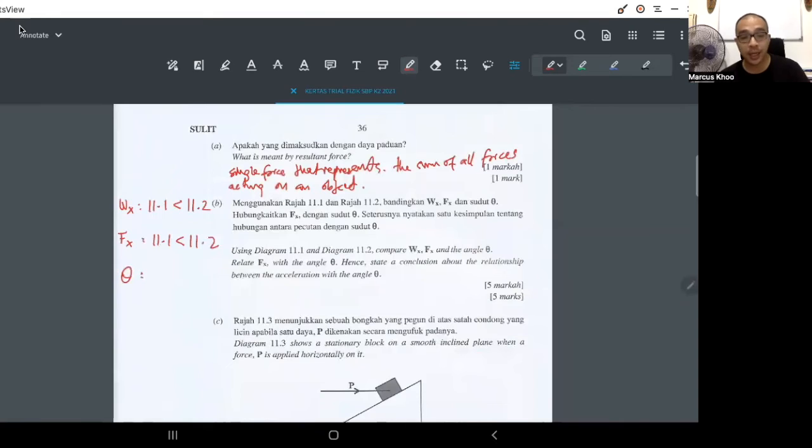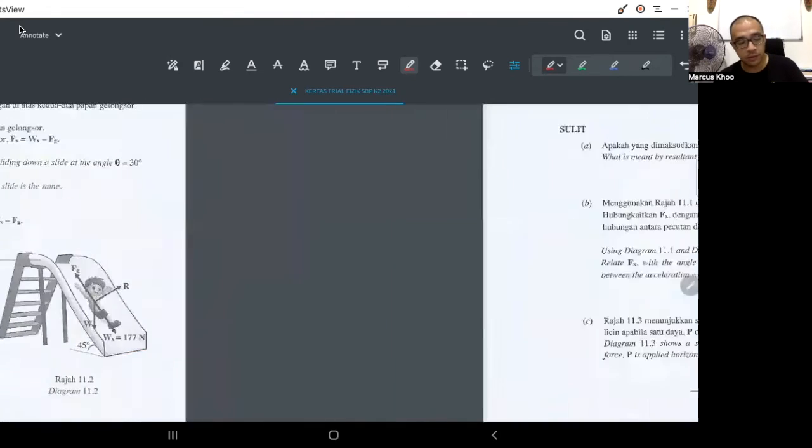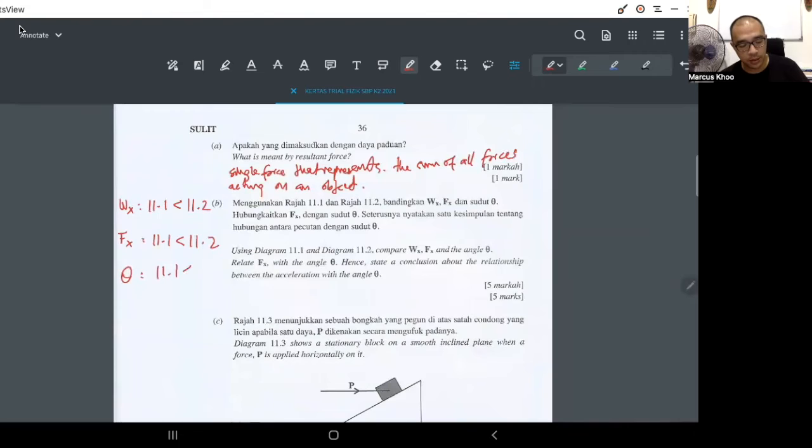Theta, the angle. Okay, comparing one is 30 and one is 45. So obviously 11.1 is also less than 11.2 lah. Okay, so nothing really much to calculate here. It's just look and consider everything. Okay, then compare. Sorry, relate Fx with the angle. So we are relating these two. Okay, so obviously the relation should be the bigger the, which one first? Okay, obviously it's the bigger the angle lah.